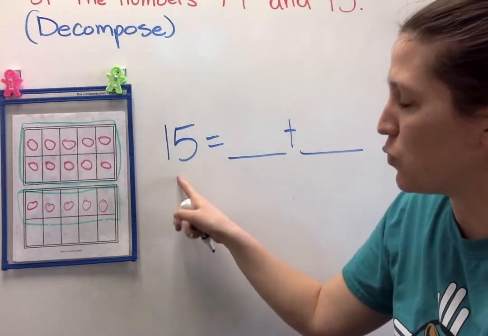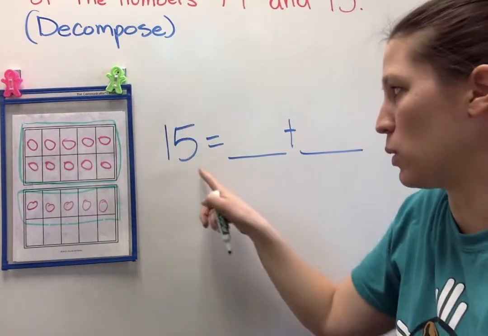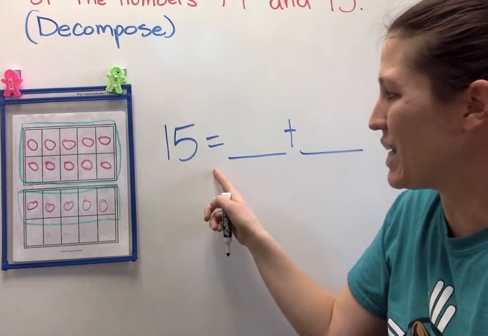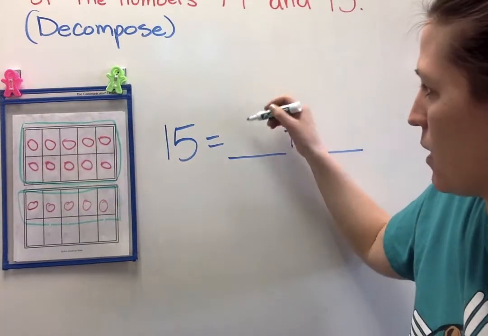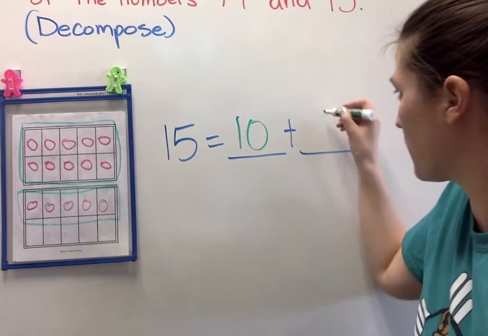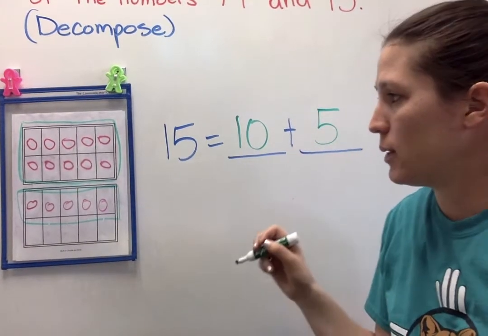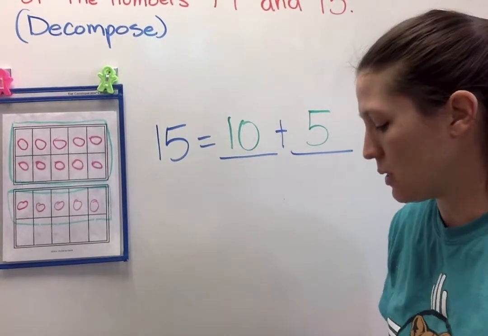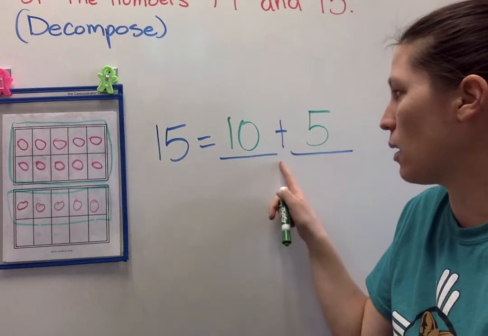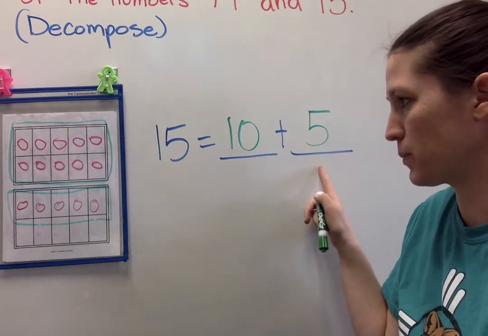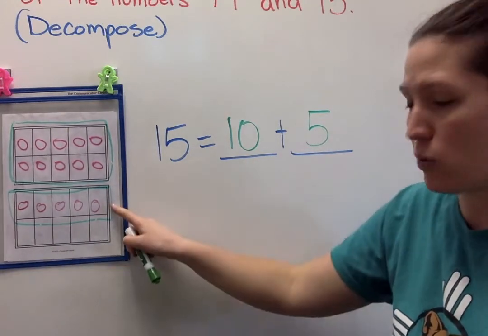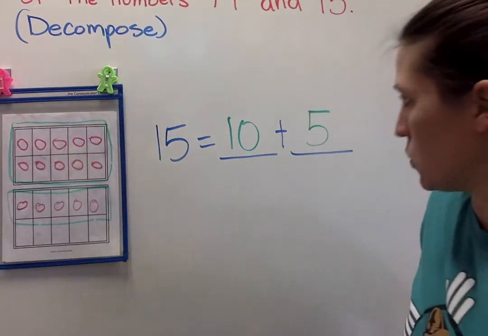So 15 equals, when we decompose, we write our equations backwards with our equal sign in the front. 15 equals a group of 10 plus a group of 5. An equation to make 15, decomposing it, we will say 15 equals 10 plus 5. This 10 comes from the group here. This 5 comes from the group there. Let's do another one.